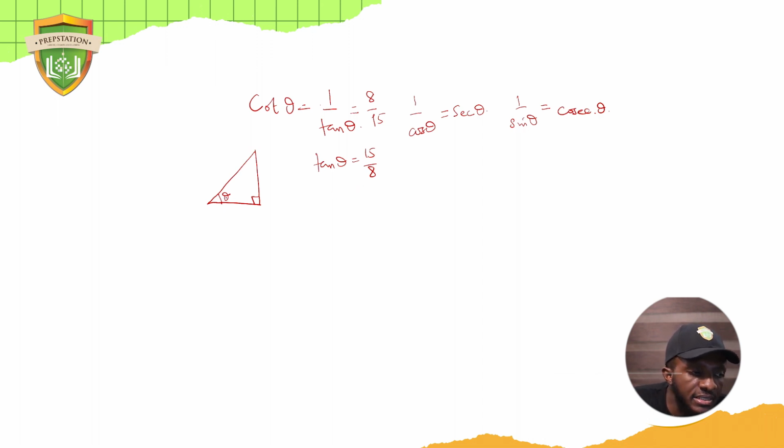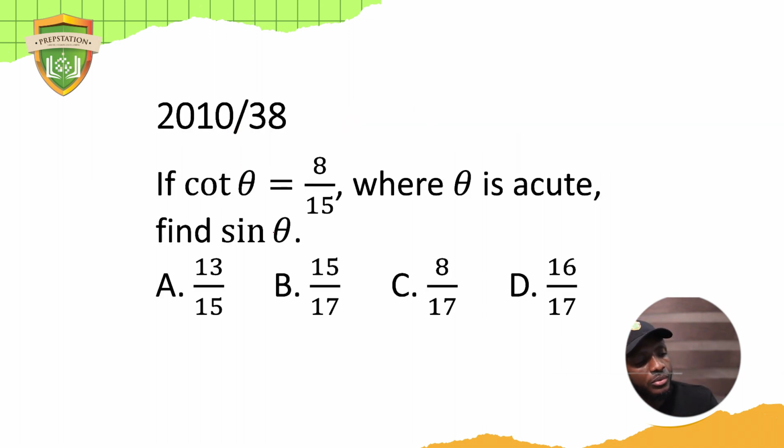Now, let's go here. This is theta. Tan is, you remember your SOHCAHTOA, right? Now, we can impute this value. Tangent, opposite over adjacent. So that's what this is: 15 over 8. But the question is, we should find another trig ratio.